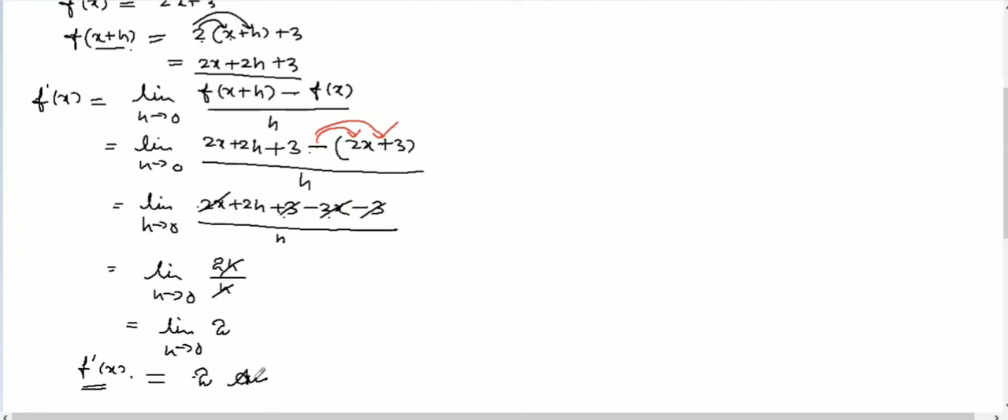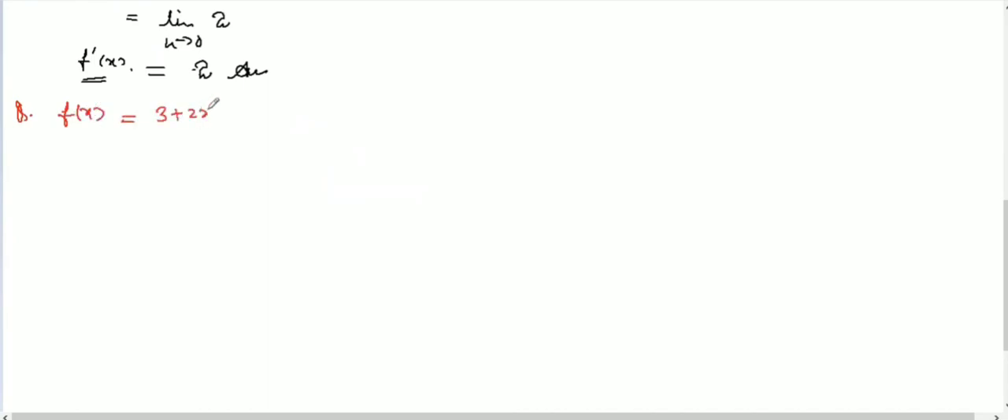Now let's do one more question from the same first principle. Differentiate f of x equal to 3 plus 2x minus x square with respect to x. So let's differentiate it. We have f(x) is 3 plus 2x minus x square, and you know we need here f(x+h).